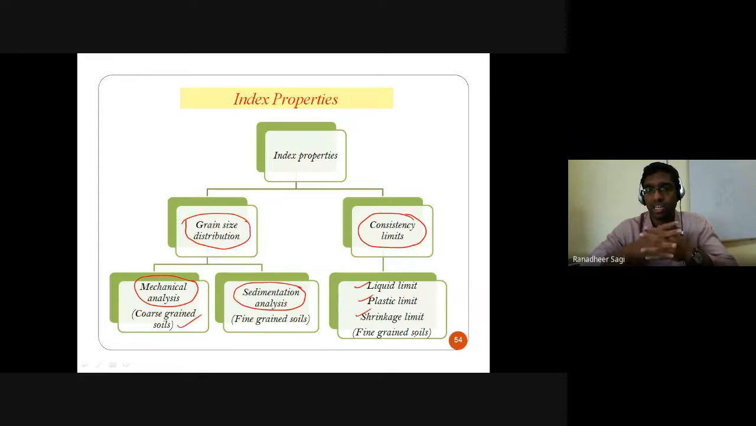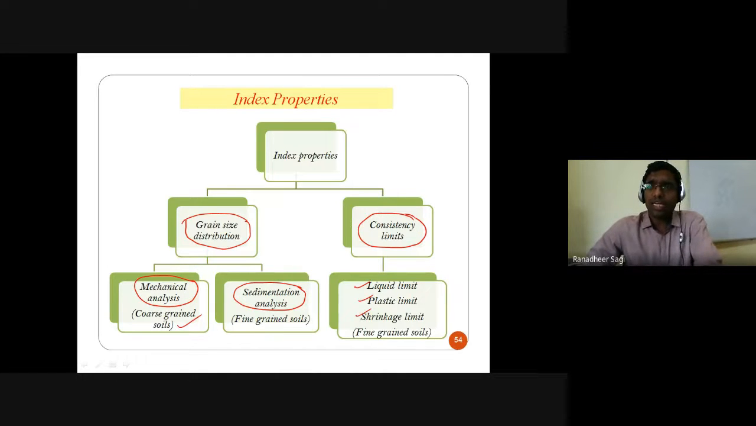Whether that fine grained soil is going to behave mostly like a liquid material, or mostly like a plastic material where the structure of that soil mass can be changed according to your requirement. That's what we call the plasticity nature of the soil. Okay, so that's all we'll be trying to understand under what is called your consistency limits, which is otherwise also called Atterberg limits.